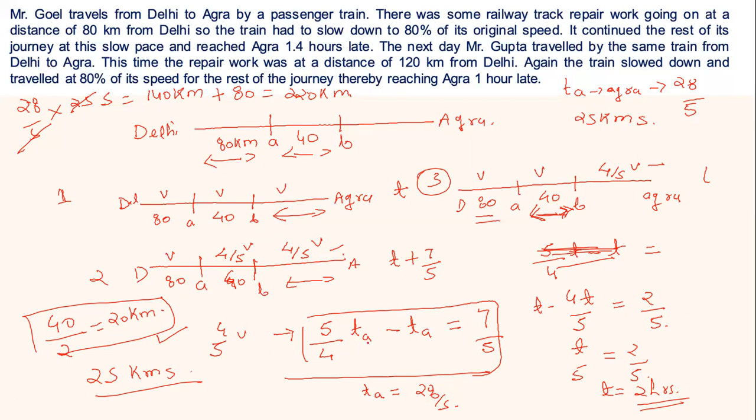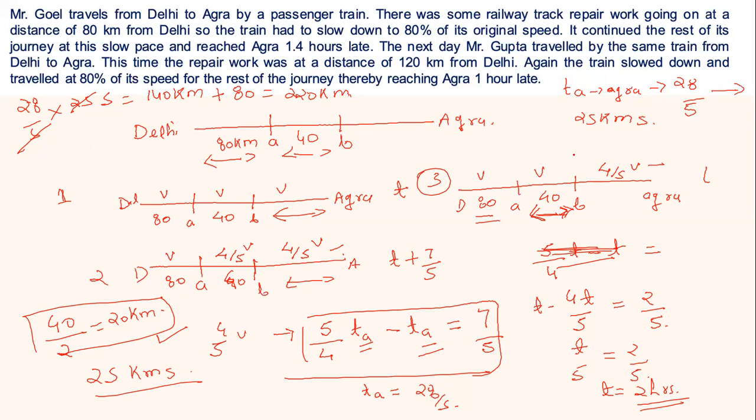My speed has reduced to 4/5, so the time taken from A to Agra, which I have taken as TA, becomes 5/4 of TA. So I subtracted the normal TA time from this increased time, and equated it to 7/5, because this is the total delay I am facing. I got how much time I normally take to travel from point A to Agra.